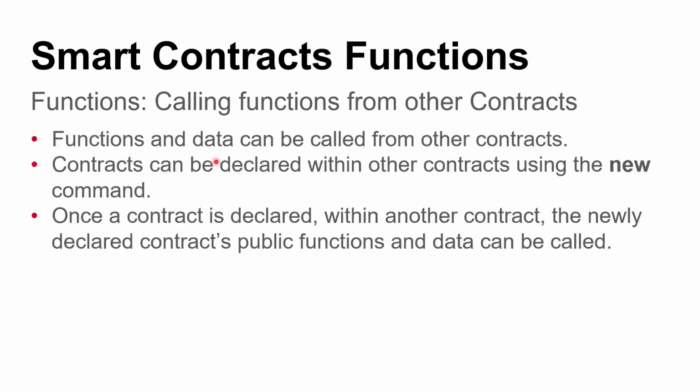Functions and data can be called from other contracts. This is a lot like when you are instantiating an object in a function within Java. Very similar. We use the new command. This way we declare one contract within another.